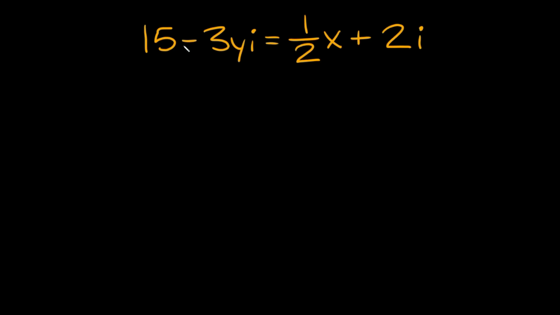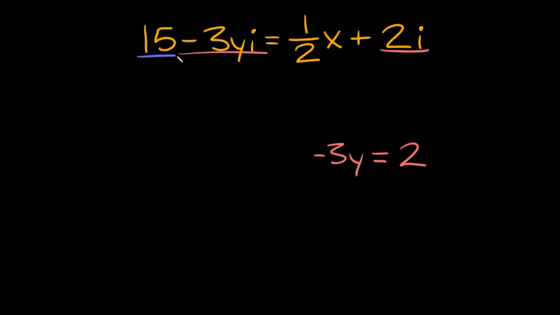All right, last one here. So 15 minus 3yi is equal to 1/2 x plus 2i. We're just throwing a fraction in here, all right? But it's okay, we'll solve it. So again, the first thing, we're just going to set like terms equal to each other. So negative 3yi, right? So negative 3y. But remember, we're going to drop the i, so I'm just going to drop it right now. And then we're going to set that equal to our other i over here, 2i, right? Positive 2i, so we'll just put a positive 2 right there.